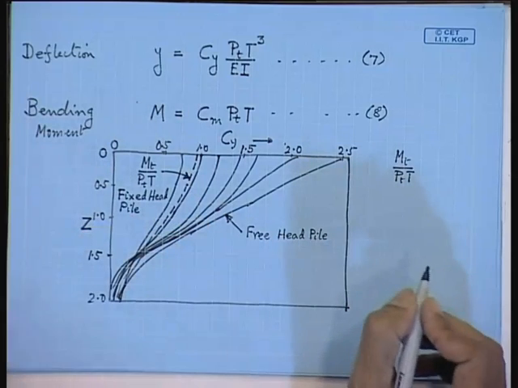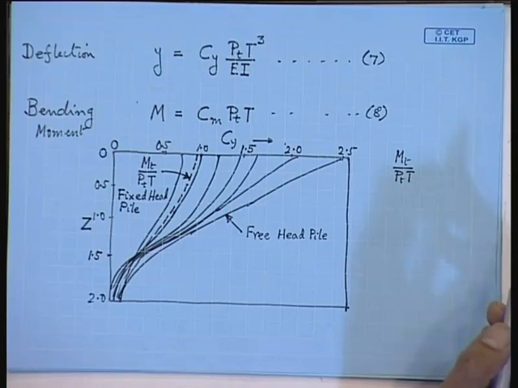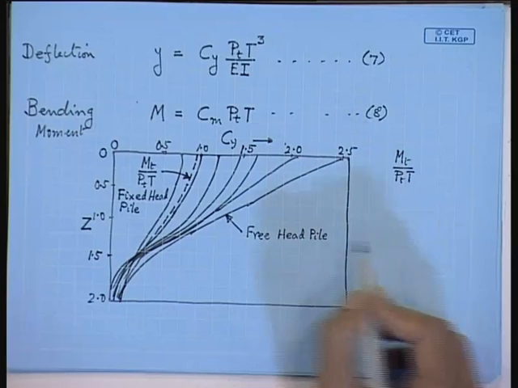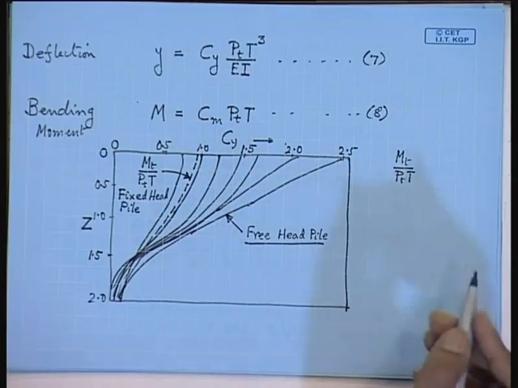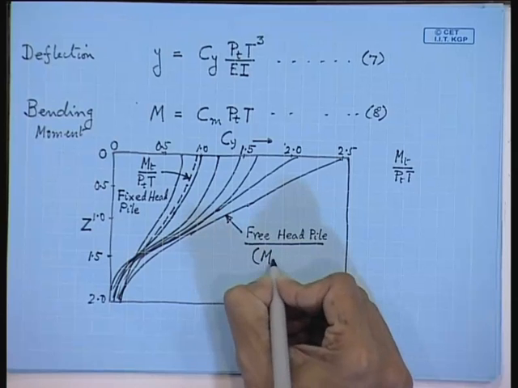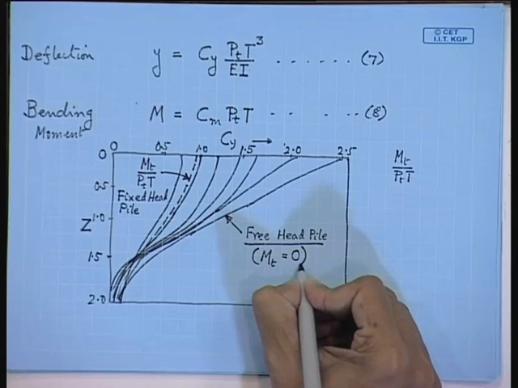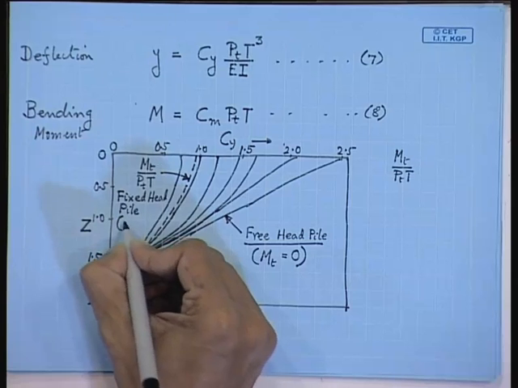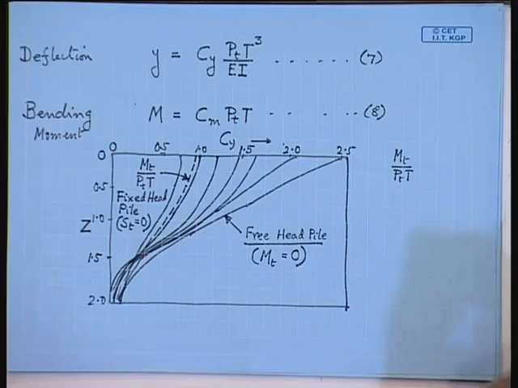Now, if you want to use this graph and to find out this CY coefficient, that means your range of values should lie between the free head pile and the fixed head pile. Now, free head pile, your definition, free head means in this case the value of MT should be equal to 0. So, that means there is no bending moment. Fixed head means ST equal to 0. So, these are the two limits.